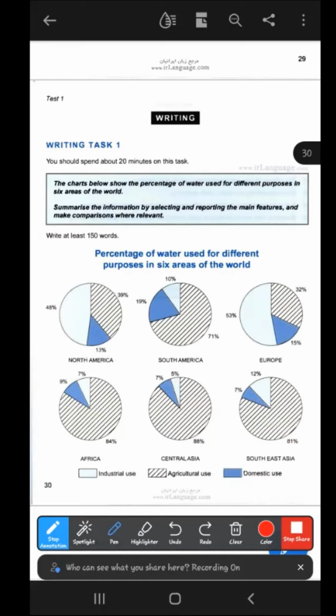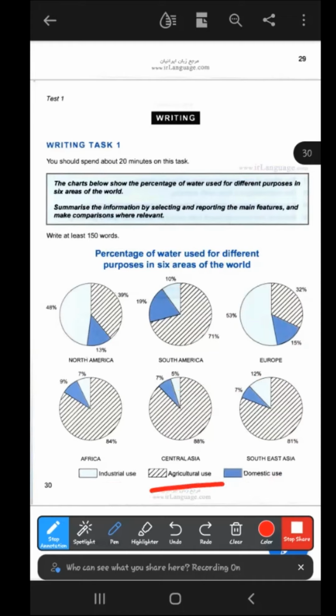Now we are aware of what actually happened. It's all about the percentage of water used for different purposes in six areas of the world. Different purposes like what? Industrial use, agricultural use, domestic use. Normally we use water for domestic use because we are not industrialists. Now let's say our forefathers or fathers or our elderly people, if they're working as industrialists, if the profession is industrialist, they definitely use water for industrial use, which you can see here in light blue or sky blue color.